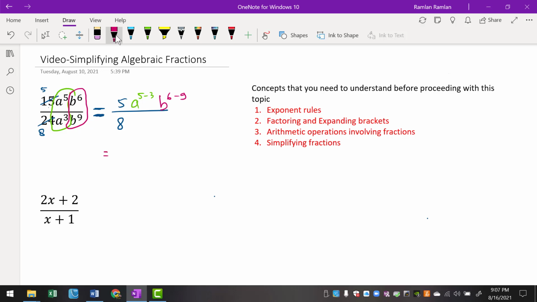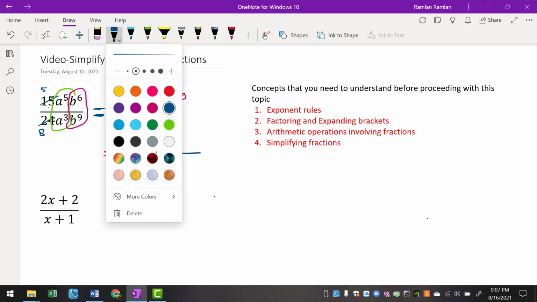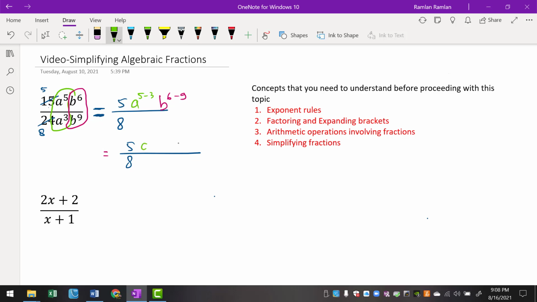The 5 and the 8 don't change. But the a is now going to be to the power of 2, because 5 minus 3 is 2. And the b to the power of 6 minus 9 is going to be b to the power of minus 3. Actually this is already finished, but most of the time we need to make the power positive. This power is still negative.